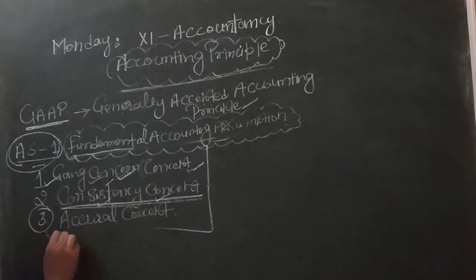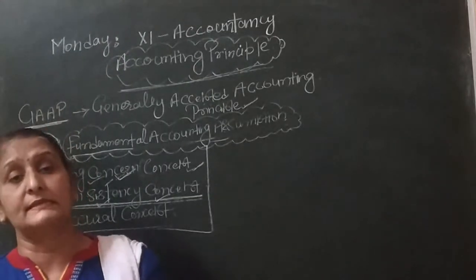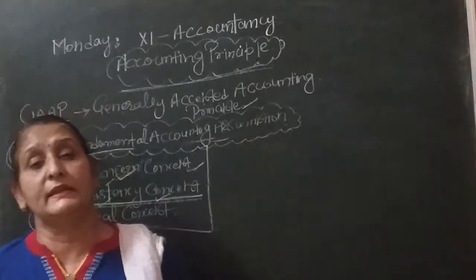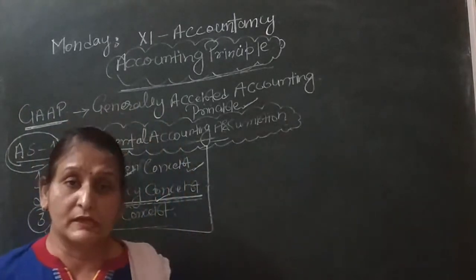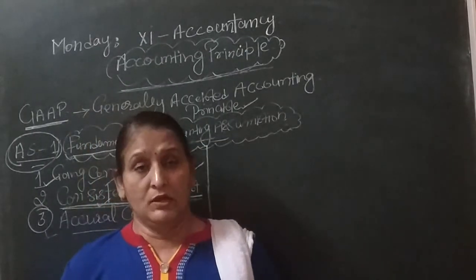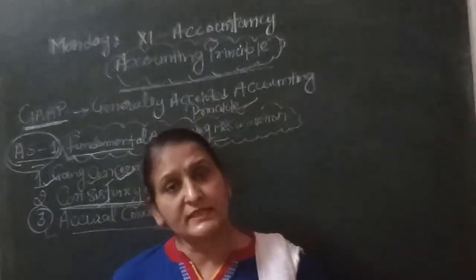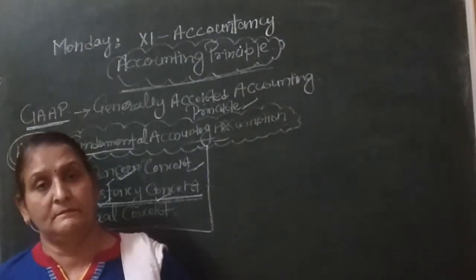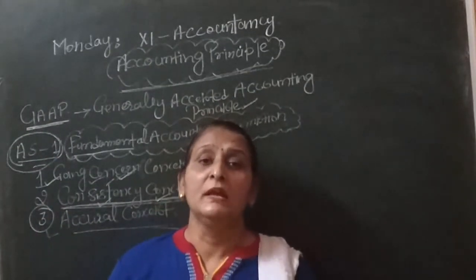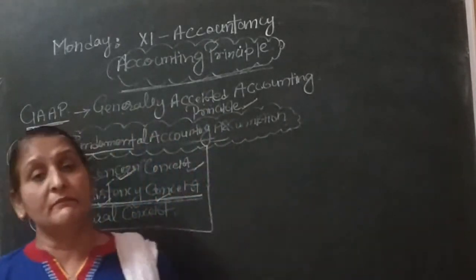Then the third fundamental assumption is the accrual concept. Accrual concept means in a business organization cash transactions are made, but sometimes credit transactions are also made. According to the accrual concept, not only cash but credit should also be included in the accounting. Income whether received or not received should be included in accounting. Expenses whether made in cash or not should be included. That's why we include prepaid expenses, outstanding expenses, accrued income, or unearned income in the accounting.